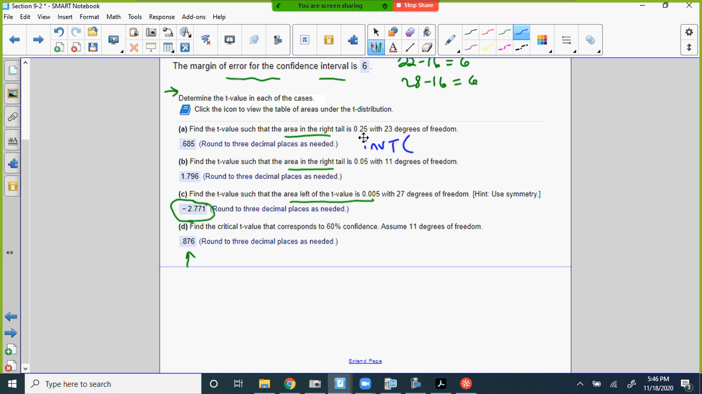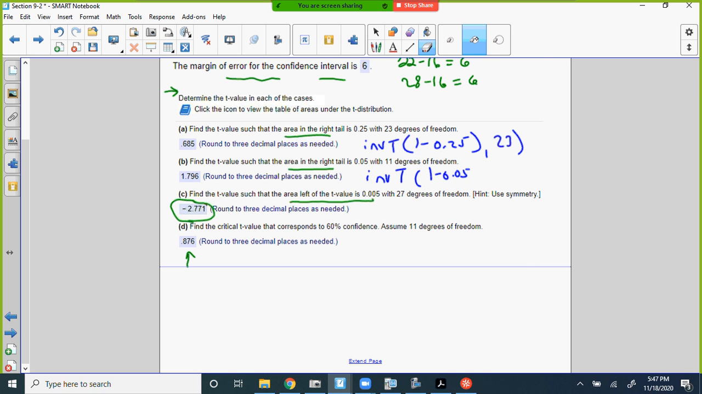Area to the right. It's this. So they're doing, let's see, I'll work this. It was 1 minus 0.25, right? Comma 23, right? And then inverse T, 1 minus 0.05. Oh, I don't need that little, I need this here.